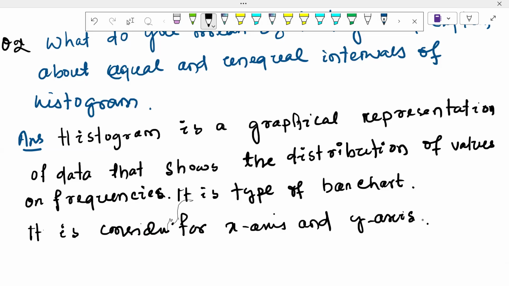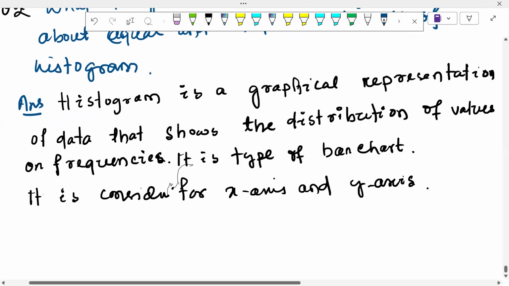And the second question: what is meant by equal and unequal intervals of histogram? Equal and unequal intervals of histogram, the second point to discuss.